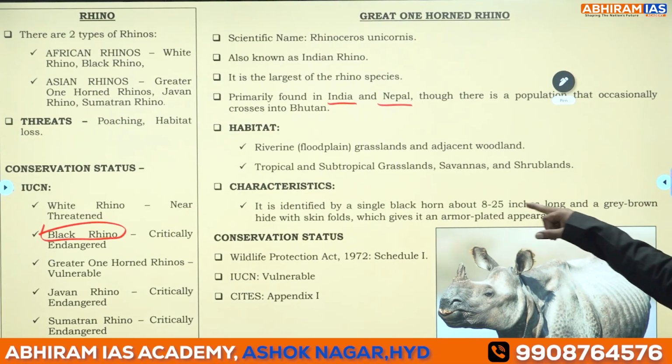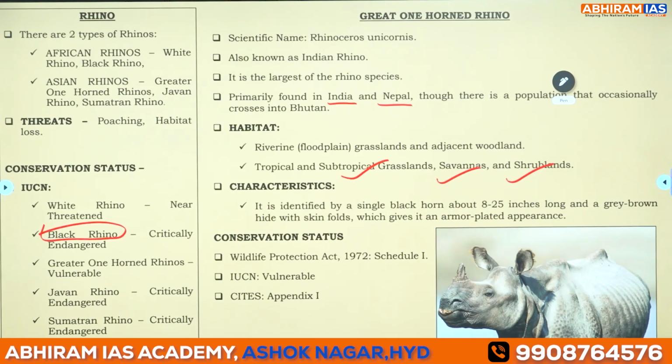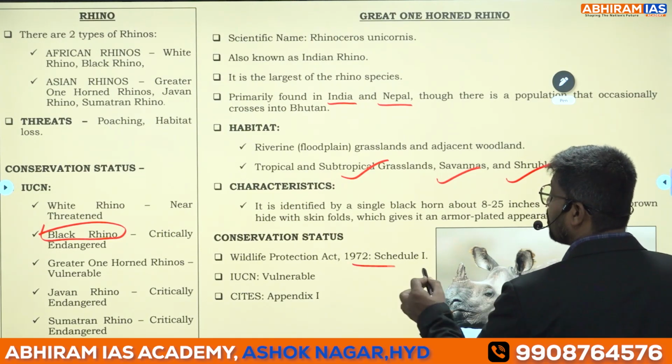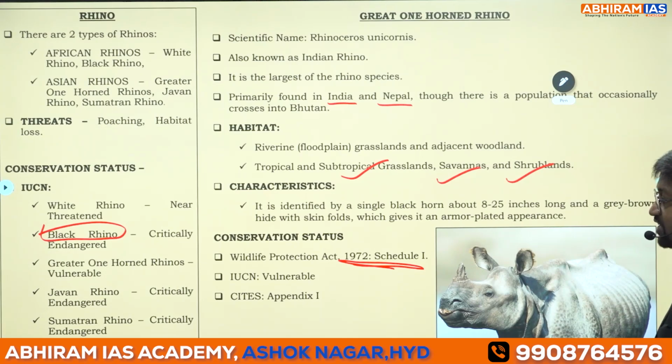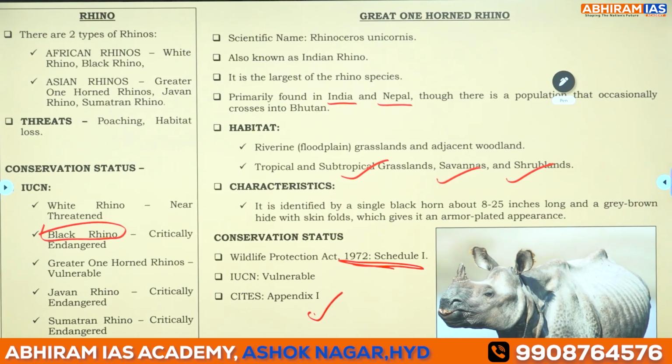Okay, so what is the habitat? Tropical and subtropical grasslands, savannas and shrublands. It is covered under Schedule 1 of the Wildlife Protection Act 1972. IUCN status aside, CITES covers it under Appendix 1.